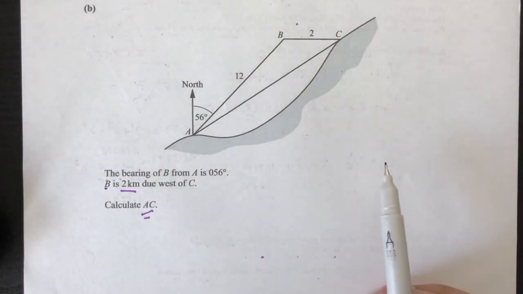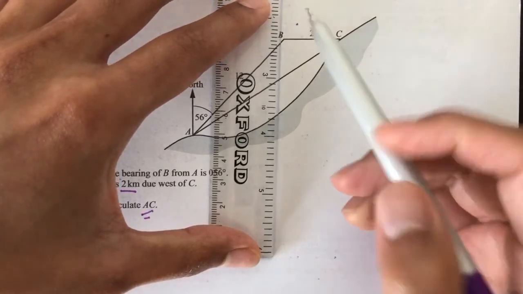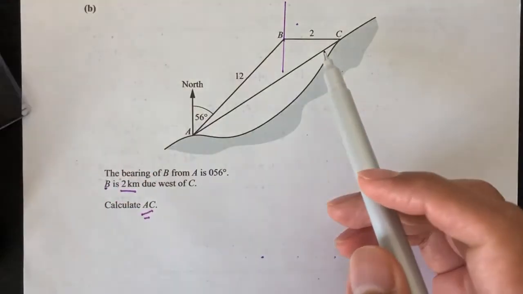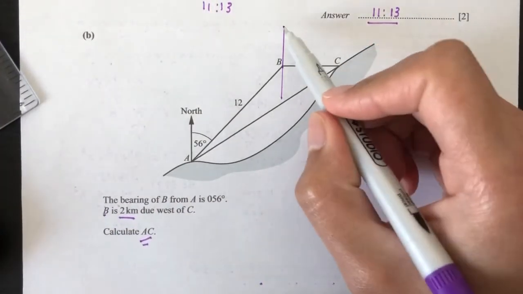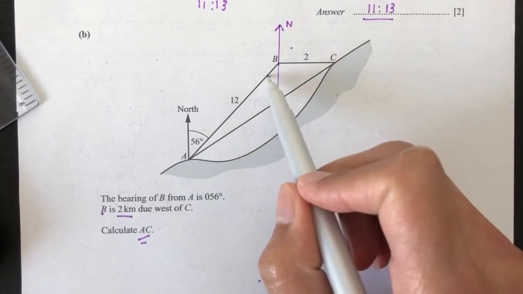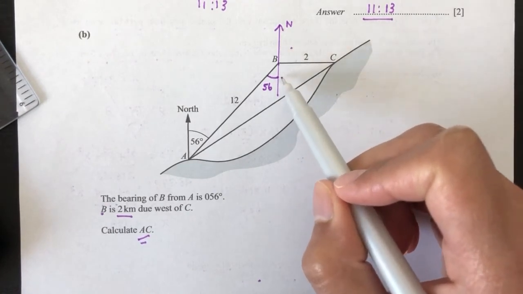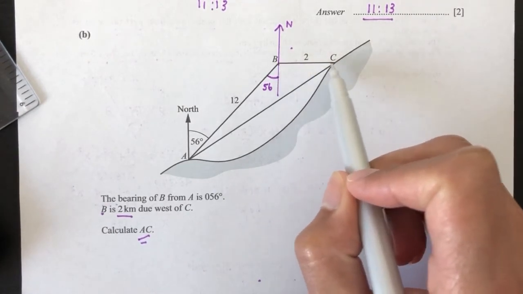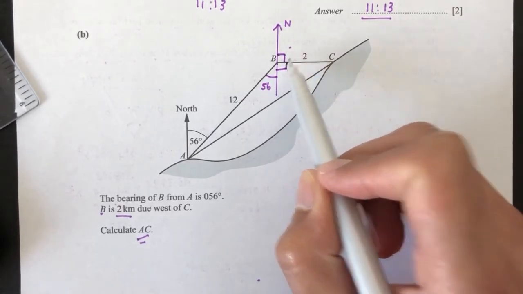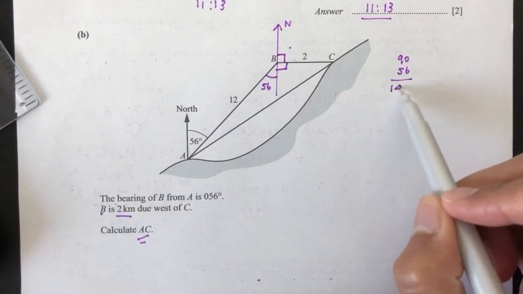So this one, you have to draw a drawing here at the point B. Draw a north line at the point B. Right, this is the north line. If this is 56, this will be 56. And this is 180. But since this is exactly due west of C, this will be 90 and this will be 90. So what is this angle? 90 plus 56, that will be 146.